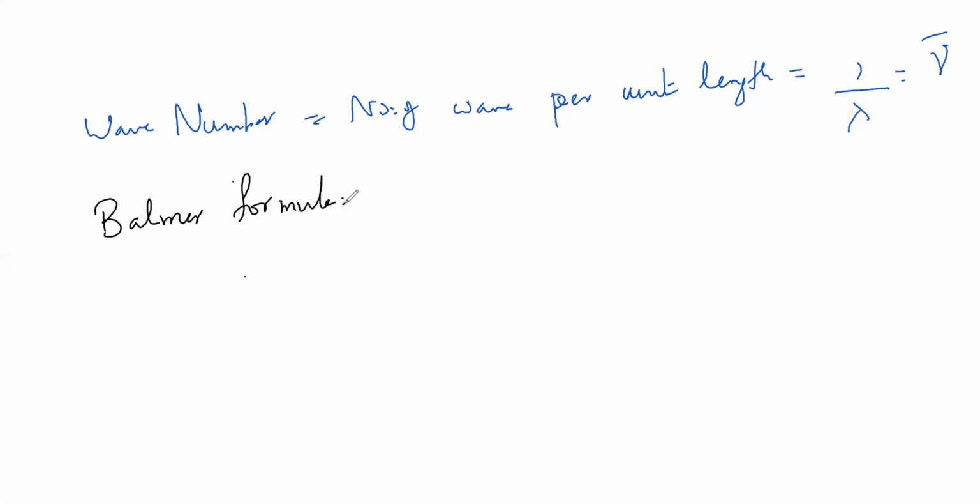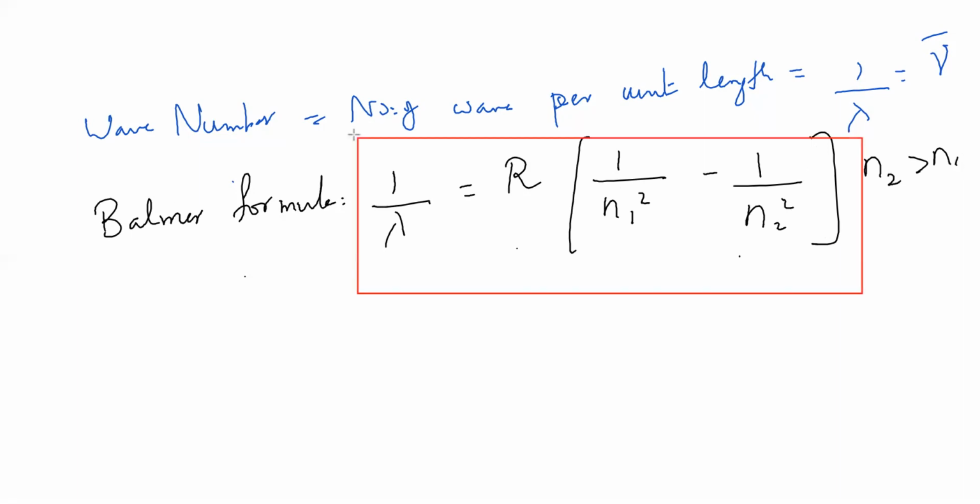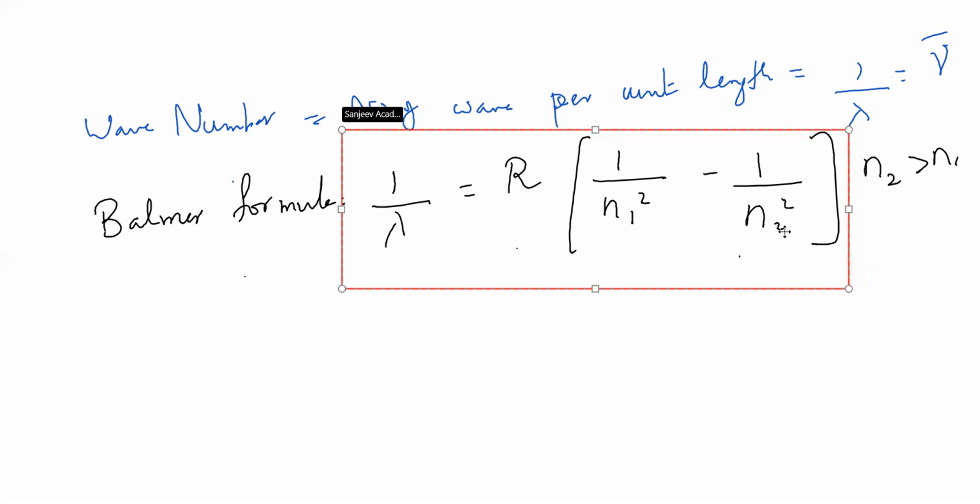Generally it is given as 1 by lambda is equal to R, the Rydberg constant, into 1 by n1 square minus 1 by n2 square. Obviously n2 should be greater than n1. This is my formula, which I'll draw in a box now. 1 by lambda is used to calculate the wave number of different series of spectral lines. So what is 1 by lambda? Wave number.